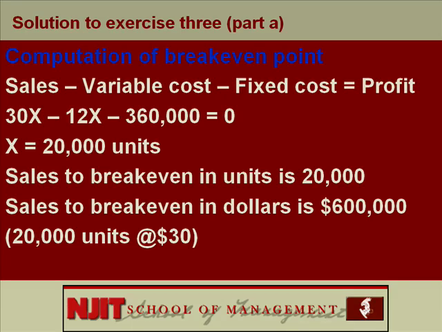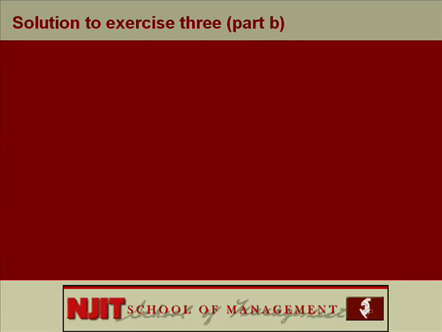Let's go on to the next part. In part B, they said, okay, if you sell 30,000 units, what's the profit or loss? You'll notice I'm doing everything the equation method because I personally prefer that. If you choose to use the formula method, you'll get the same answers. So, compute profit if 30,000 units are sold. And I have a partiality for the equation method, so I'll use that.